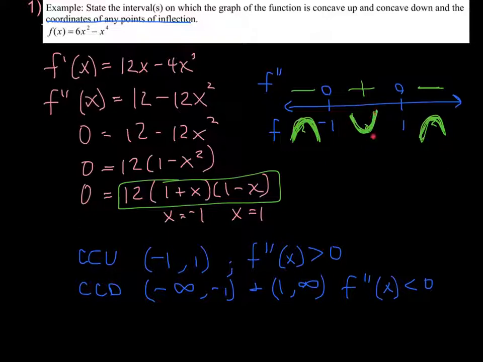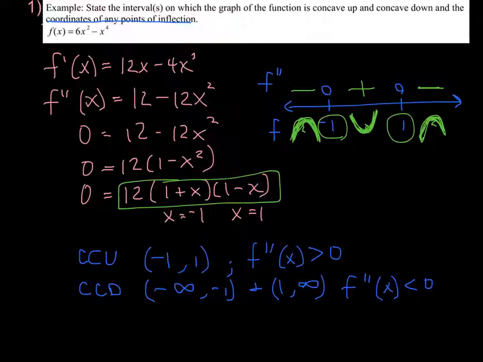So right here would be your first point of inflection at x equals negative 1. And then I go from concave up to concave down, okay? And so right here would be my second coordinate of a point of inflection. So now what I need to do is get my y value for those points of inflection. Okay, so these are my x values, the negative 1 and the 1. What I need is my y values.